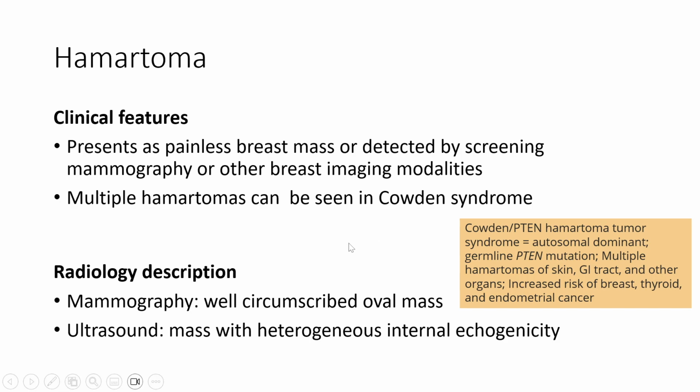If you have multiple hamartomas, it can be seen in Cowden syndrome. That's the PTEN hamartoma tumor syndrome, about germline mutation of the PTEN tumor suppressor. You may have multiple hamartomas of the skin, GI tract, and other organs, and also increased risk of breast, thyroid, and endometrium carcinoma.